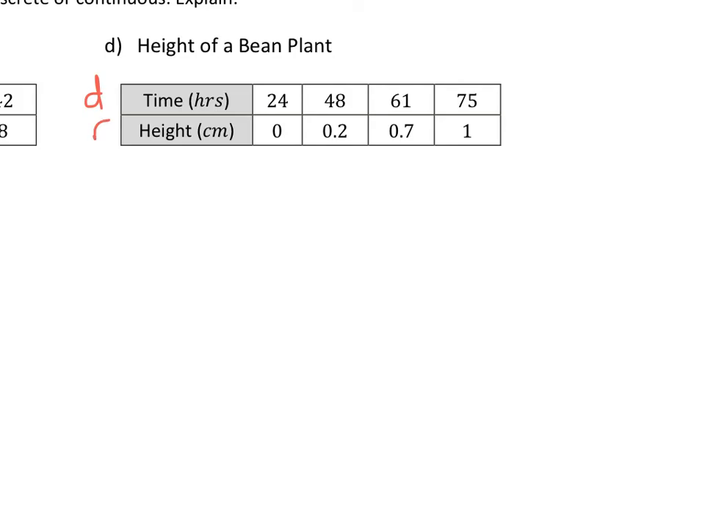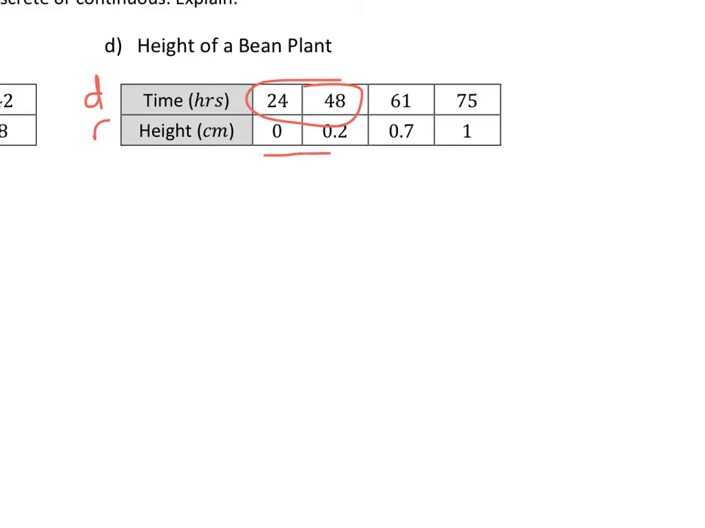So we're talking about a height of a bean plant. At 24 hours, the height was 0 centimeters. At 48 hours, the height was 0.2 centimeter, and then 61.7 centimeter, and 75.1 centimeter. So could there be a time in between, for example, 24 and 48 hours? Yes. What about 25 hours? 36 hours? There's definitely time that you could do in between.